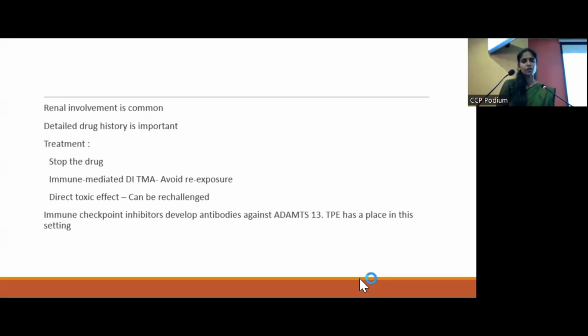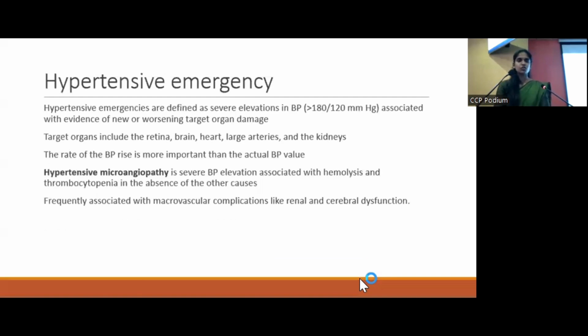But the immune checkpoint inhibitors, which are commonly used drugs in recent times, can develop antibodies against ADAMTS13. So therapeutic plasma exchange has a place in this setting. Now we'll discuss the secondary causes which can cause MAHA.